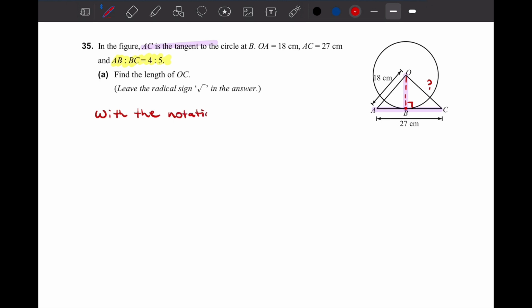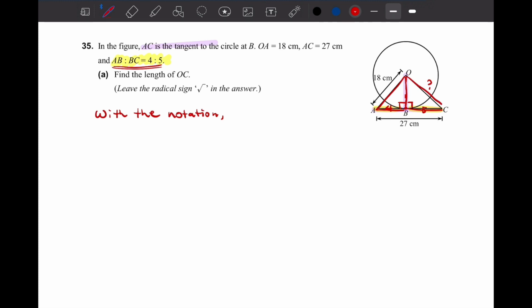So in here, with the notation, maybe you might think, what is the line I have to draw? Actually, the line I want to draw is OB. So why do I know I need to draw this line? Because when they tell you AC is the tangent, then you know that this line here is going to be perpendicular to your AC. And also, this ratio here gives you a hint as well. So they tell you that AB, this part, is to BC, the other part, is 4 to 5. So you know that somehow you can use it as well.